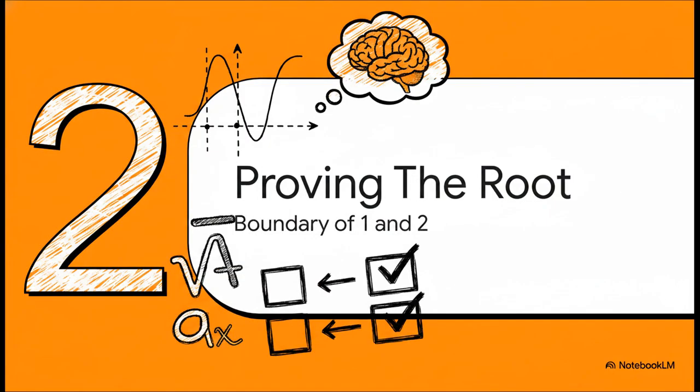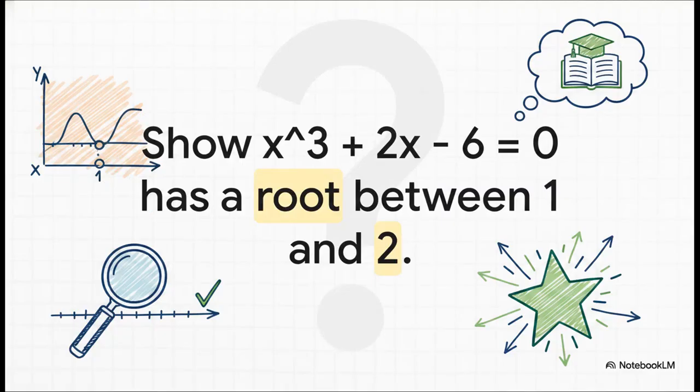Moving right along to section 2, part A, proving the root. We need to establish that boundary between 1 and 2. Take a look at the exact exam prompt for part A. It's worth 2 marks and simply asks us to show that a root exists for our equation between x equals 1 and x equals 2. Notice you're not actually finding the precise root here. You literally just need to prove it lives somewhere in that neighborhood.